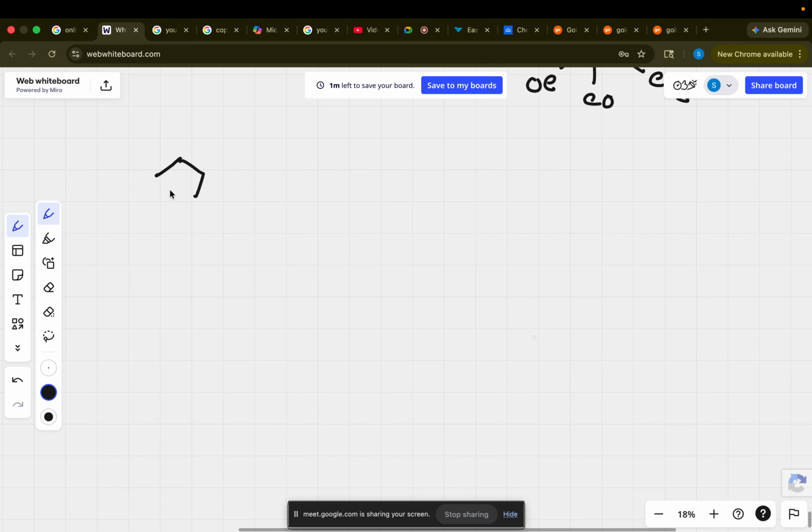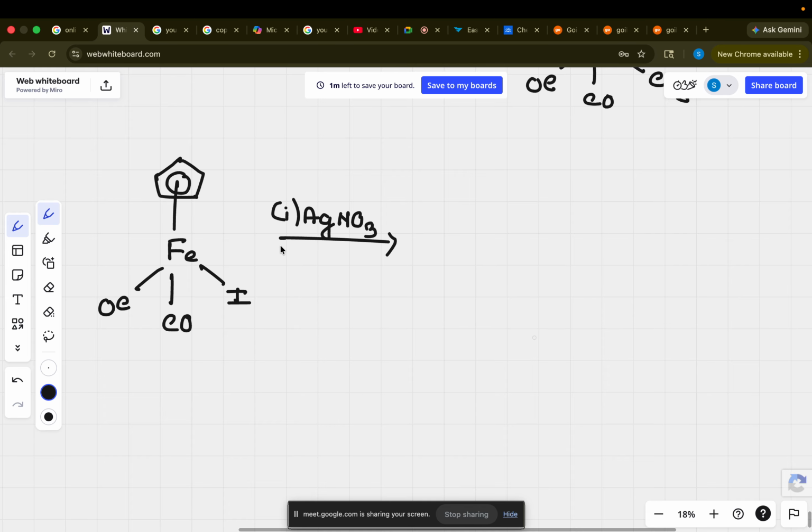Another thing. You have this same compound. Here I am treating with silver nitrate initially, as number 1, and in number 2 they have introduced acetylene. So can you tell me what will happen?